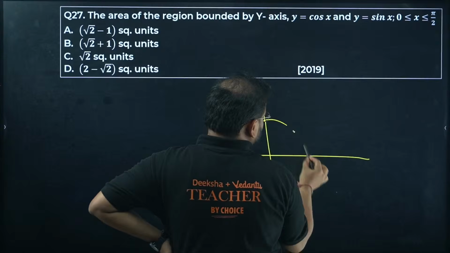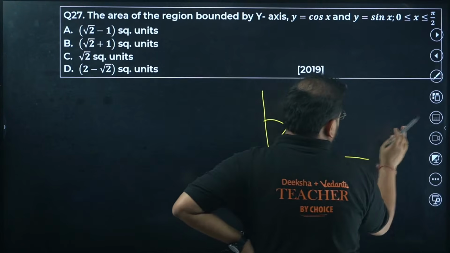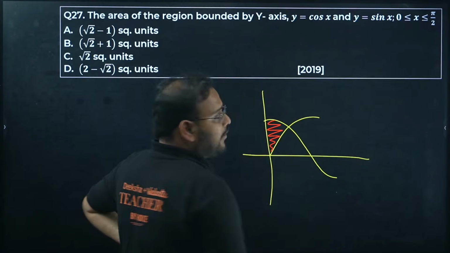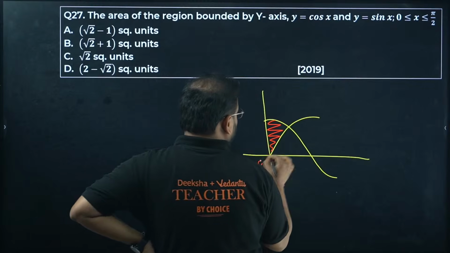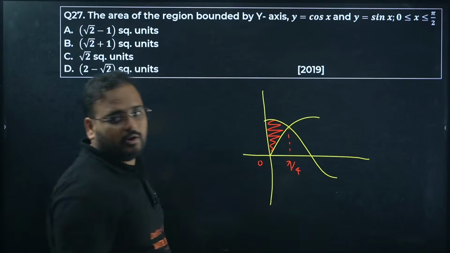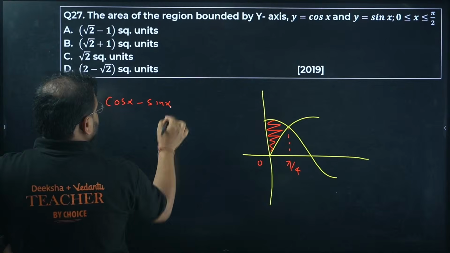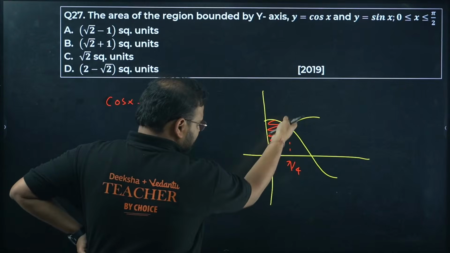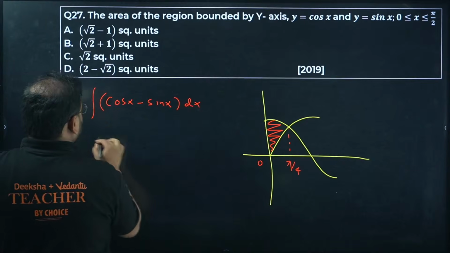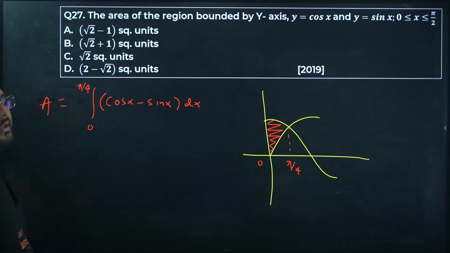So cos x is like this, sin x is like this. We're talking about y-axis only, right? Check. It means this is my required area. This point is 0. They meet at pi by 4. And we know what is on the upper side, cos x. So cos x minus sin x, area under the curve cos x minus area under the curve sin x. That difference from 0 to pi by 4 gives me the answer for required area.